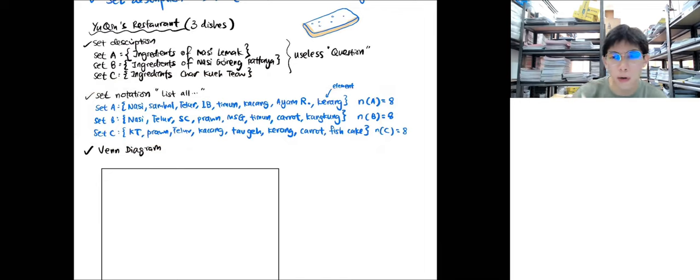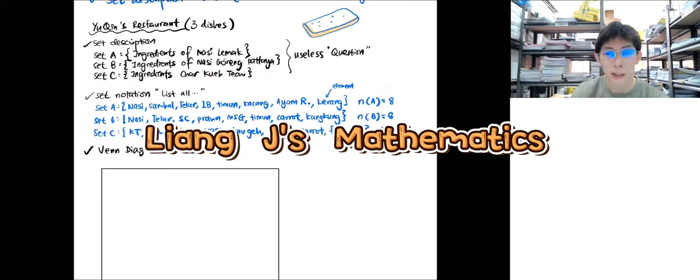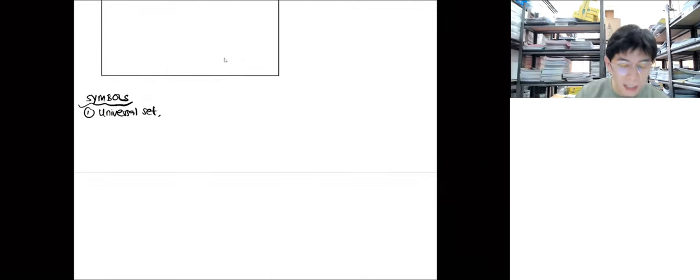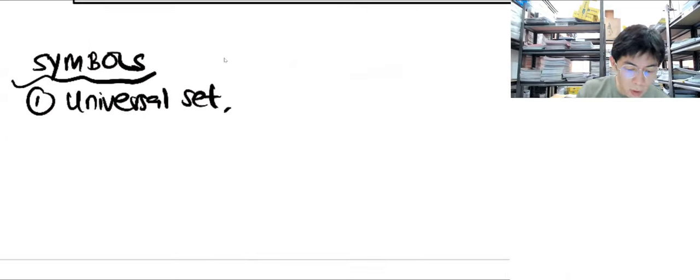I mentioned sets A, B, C only, right? So cockroach is not in our syllabus, it's not in our universal. Our universal is all these ingredients, nasi lemak, pattaya, and char kway teow, everything is there already. So basically you can say everything, but it is restricted to the question only. So how do you draw universal set?